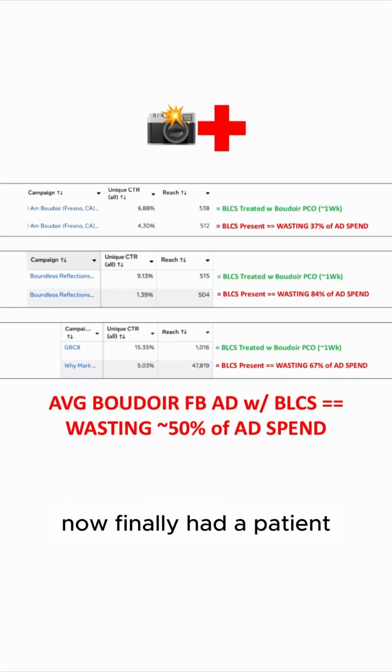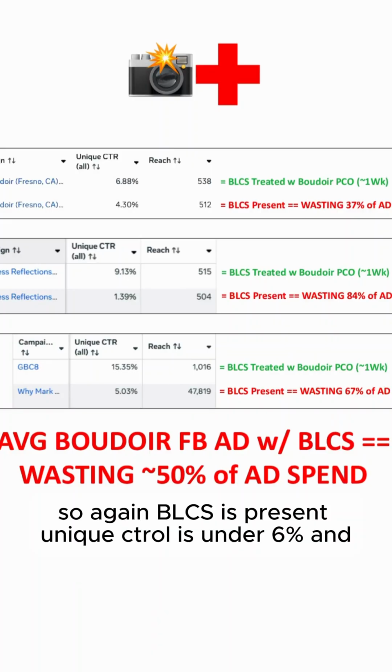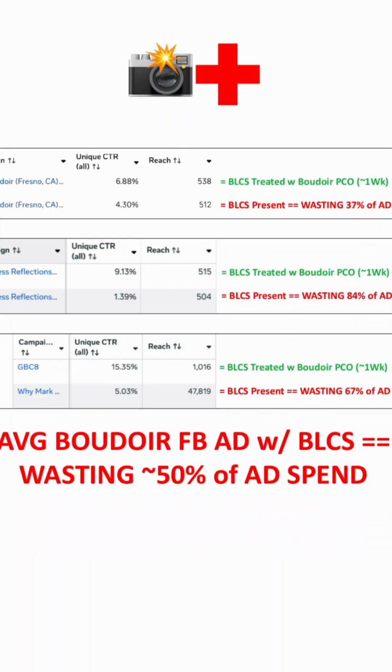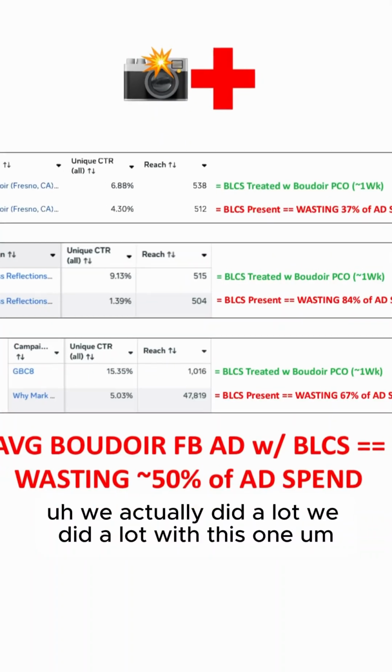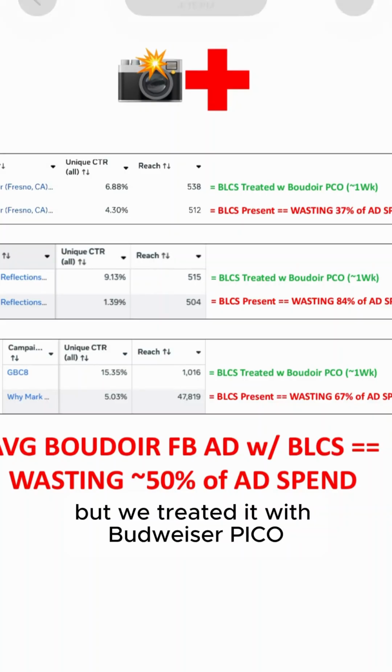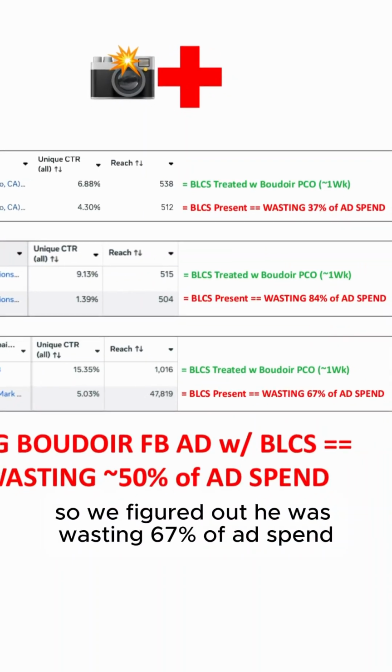Now, finally, had a patient, his Boudoir Facebook ad had a unique CTRL of 5.03%. So again, BLCS is present. Unique CTRL is under 6%. And we actually did a lot with this one. But we treated it with Boudoir Pico. Took about a week. We got the unique CTRL up to 15.35%. So we figured out he was wasting 67% of ad spend.